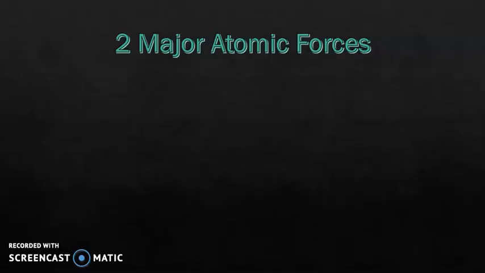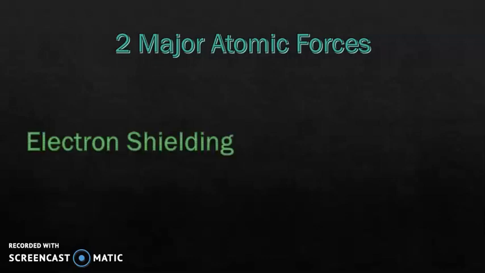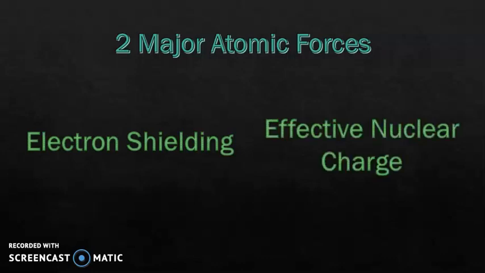Now, we need to understand why this force exists. So this is some new learning in this particular unit. There are two atomic forces at work here that can explain every single trend. The first force is called electron shielding, and the second force is called effective nuclear charge. I'm going to take a few minutes to explain both of these to you. First, let's take a look at electron shielding.